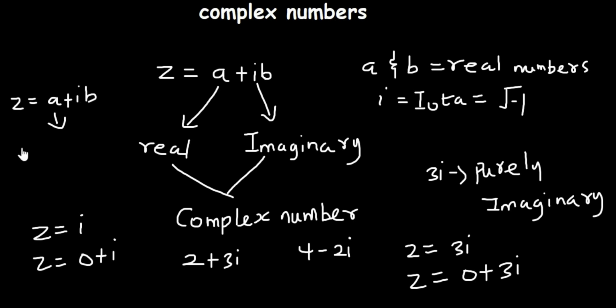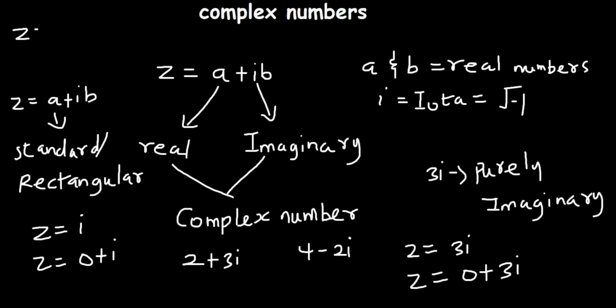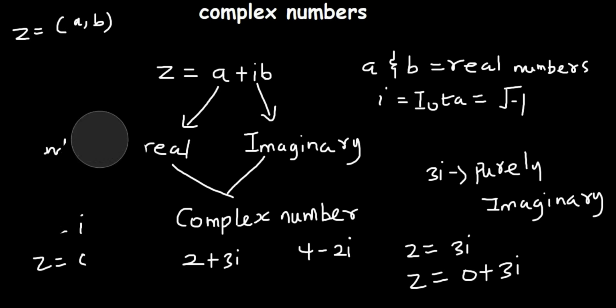When you write complex numbers in this form, z equals a plus ib, we call this the standard form or the rectangular form. We can write complex numbers in the rectangular form, in the polar form, and also in the exponential form. You can also write this z as (a, b), where a and b may be considered as the coordinates of a point.